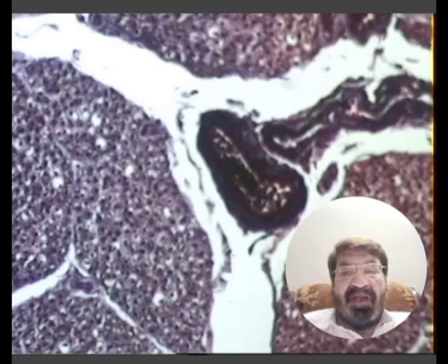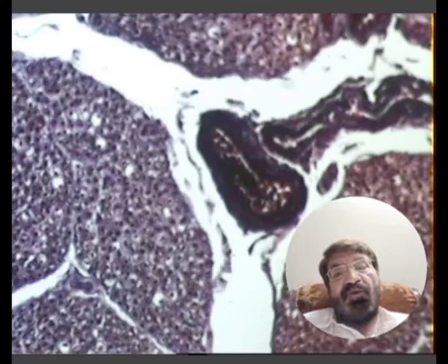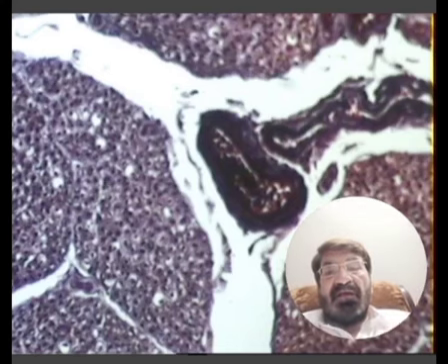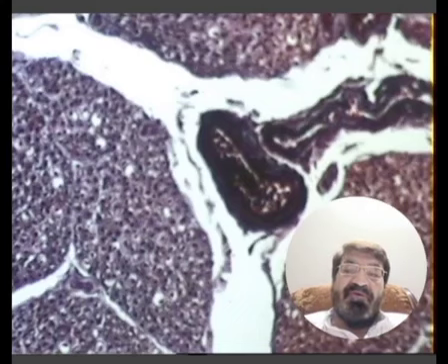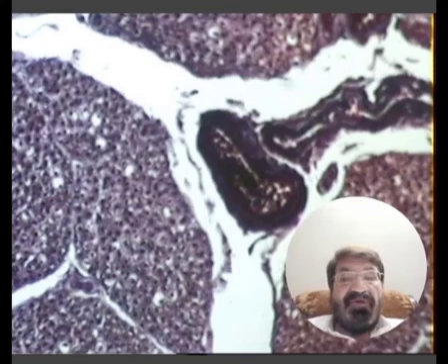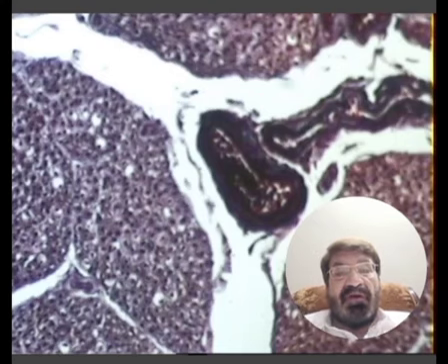Vein is always collapsed. The artery has got a thick wall, and its lumen is intact, and these are the bundles of the axons, and this is called the funiculus, and funiculi unite together to give rise to a peripheral nerve. So this was the histology of the peripheral nerve.